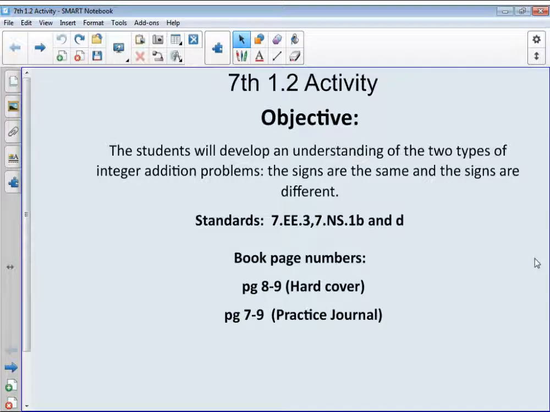The standards that are covered in this activity are 7.EE.3, 7.NS.1b, and d. The page numbers for this activity out of your hardcover book are pages 8 and 9, and out of your practice journal are pages 7 through 9.